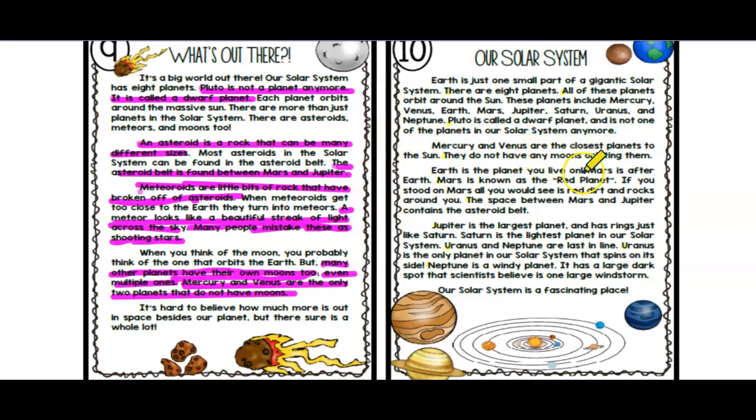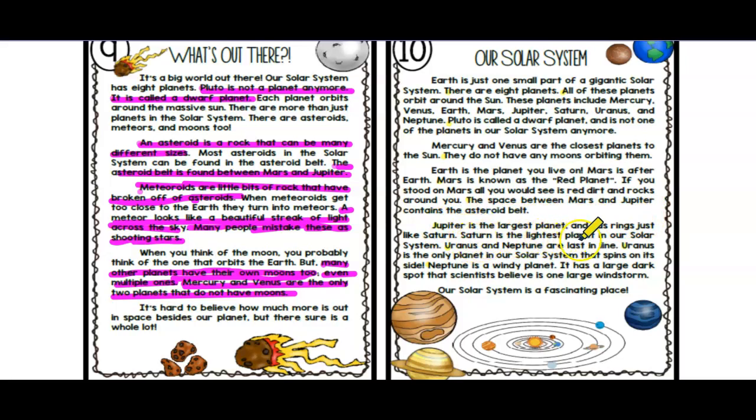Mercury and Venus are the closest planets to the sun. They do not have any moons orbiting them. Earth is the planet you live on. Mars is after Earth. Mars is known as the red planet. If you stood on Mars, all you would see is red dirt and rocks around you. The space between Mars and Jupiter contains the asteroid belt.